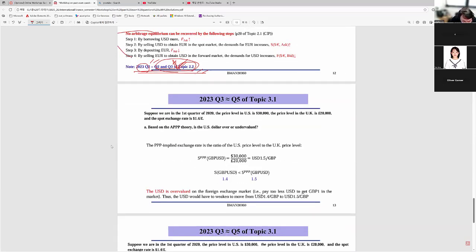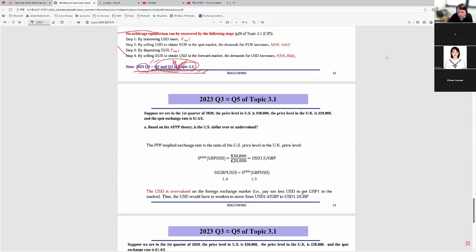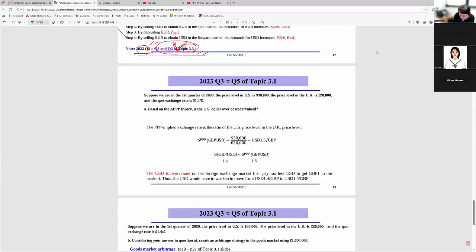Last year the average was like 40 out of 50 in the MCQ part. So you will have no surprise in the MCQ section. Anyway, so what is the 2023 question 3?